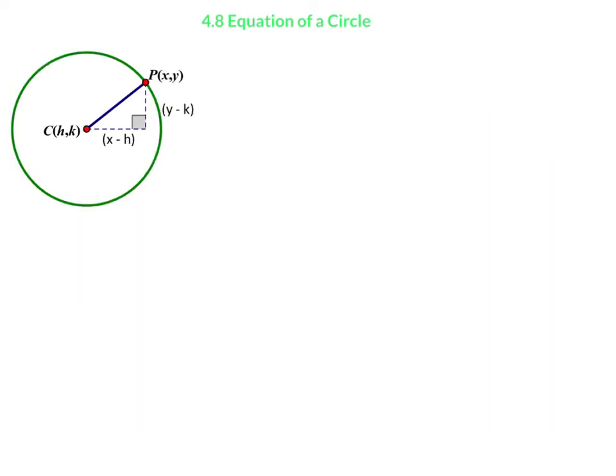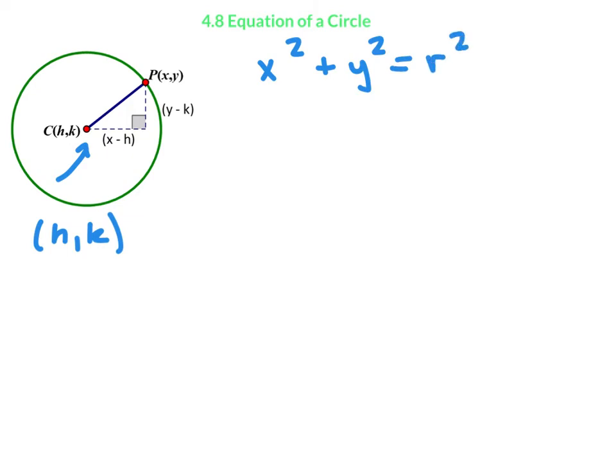Now, truth be told, most circles aren't going to be centered at 0, 0. We're going to place our center here at, we'll just call it h comma k, just two variables, an x and a y. And what we're going to do is use that same relationship of the Pythagorean theorem and that whole idea of rise and run to derive a more general format of this.